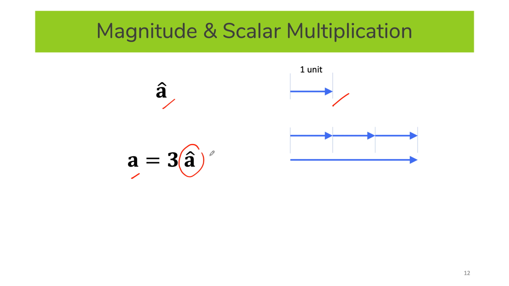The answer is, the vector A is this vector. Its arrowhead is pointing in the same direction as the arrowhead of the vector caret A, but its length is 3 times as long because of the multiplication by the number 3.